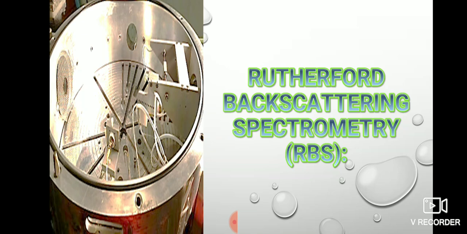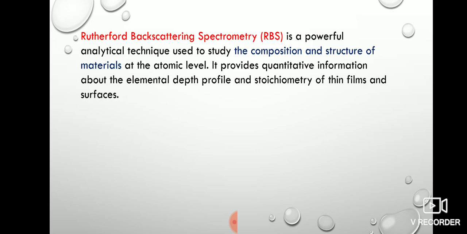Hello all. Today in this lecture we will be discussing Rutherford backscattering spectrometry, or RBS. RBS is a powerful analytical technique used for depth profiling as well as determination of stoichiometry of thin films and surfaces. It's really used to study the composition and structure of the material at the atomic level.